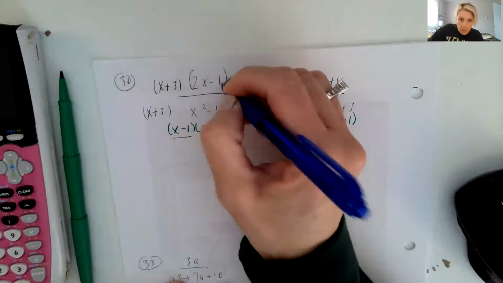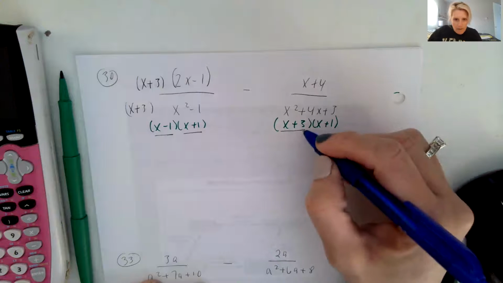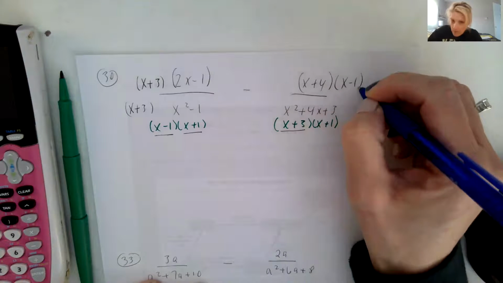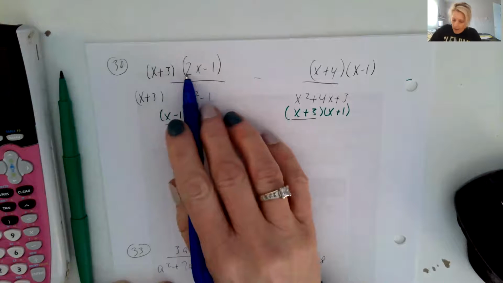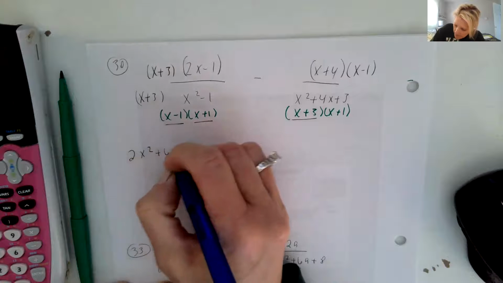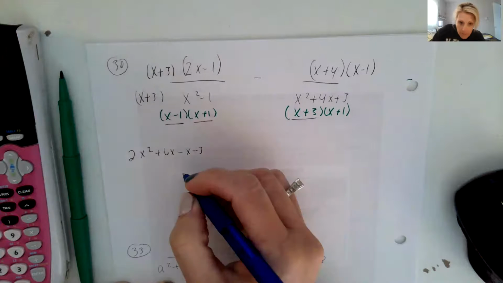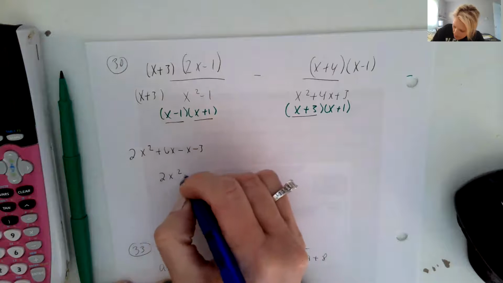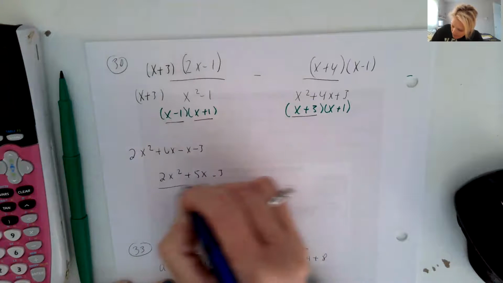And that's going to be 2 binomials multiplied. And on the right, we're missing only the x minus 1. So this is going to be x minus 1. Okay. So I'm going to multiply my binomials on the left here. So that's going to be 2x squared plus 6x minus x minus 3. And I'll simplify that. That's going to be 2x squared plus 5x minus 3. Okay.